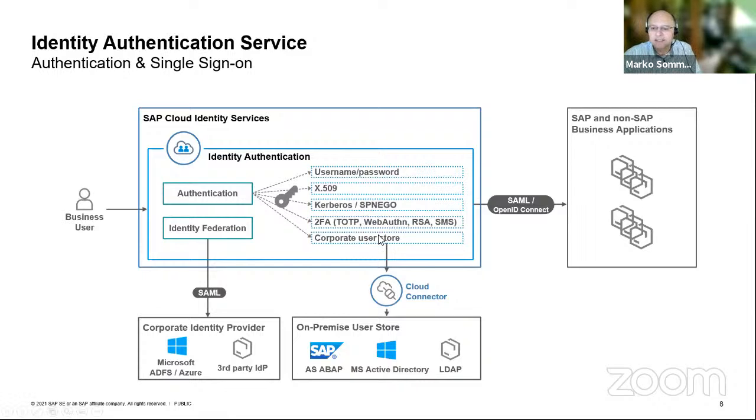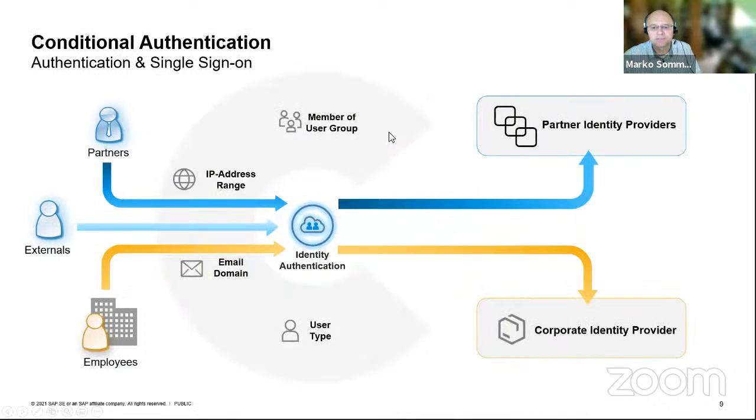We recently added support for web authentication, and the underlying standard is the FIDO standard. The demo that I will show later is based on web authentication. We also support RSA in case a customer has an RSA server in place, or via a third-party solution to be able to send a second factor, usually a code, via SMS. So these are what I would call the fundamental capabilities and integration scenarios that the identity authentication service offers.